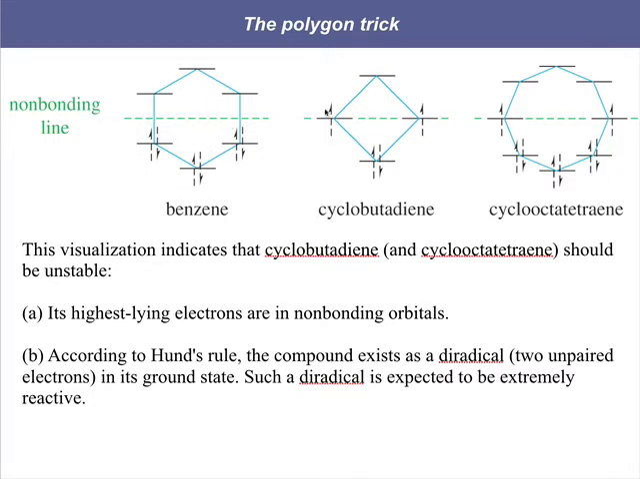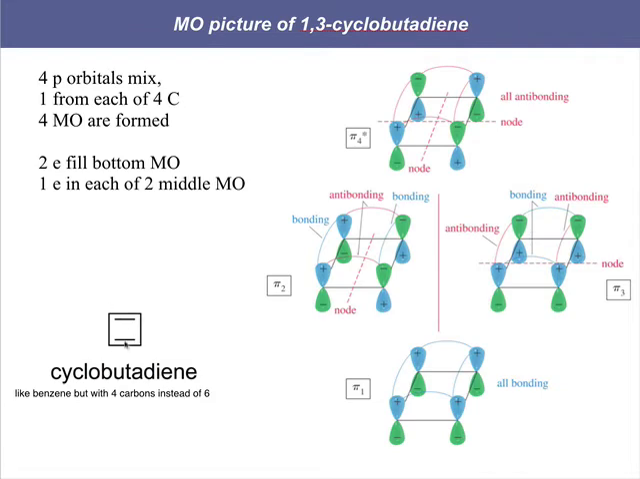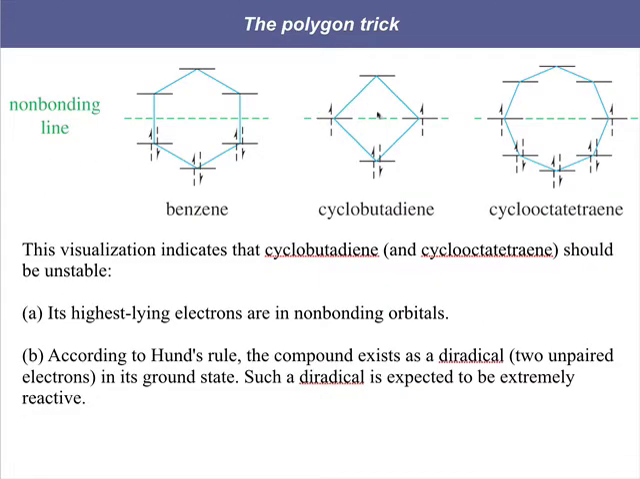But this also tells us that cyclobutadiene and cyclooctatetraene should exist as diradicals. They should be not stable. There's no reason that these electrons should ever be thought of as being involved in a pi bond. They are absolutely not being involved in a pi bond. Just because I can draw cyclobutadiene like I did here and say, oh, it's just like benzene, it's really not like benzene at all. It really has a very different arrangement.